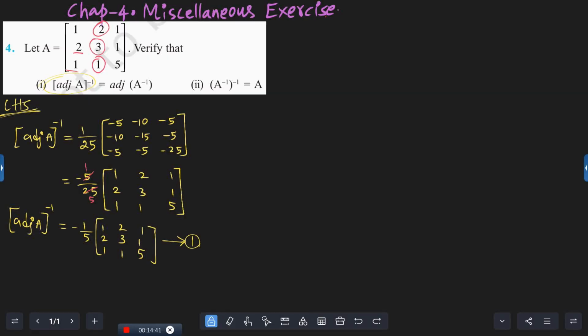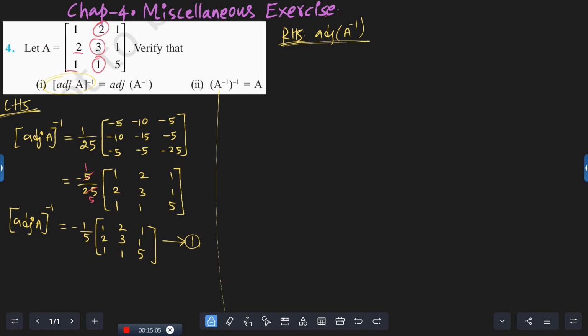Okay, now we are going to the right hand side. In the right hand side, we actually have the adjoint of A inverse, which means first we have to find A inverse, and later we have to take the adjoint. Both should be equal to answer 1. Understand? Right, so let's start.